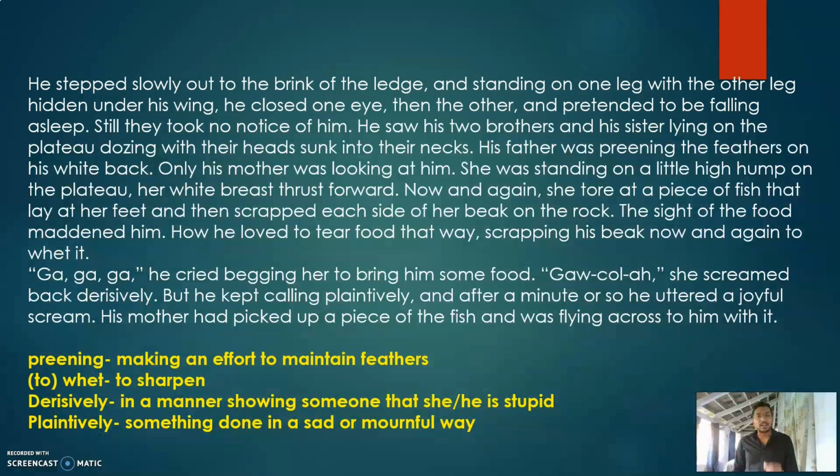"Ga, ga, ga," he cried. This is the sound. And he is begging his mother to bring him some food. "Ga kolach." This is the reply of the mother. She screamed back derisively. Derisively means in a manner showing someone that she is stupid. It means the mother is trying to say that the seagull is stupid, that he is not attempting to fly.